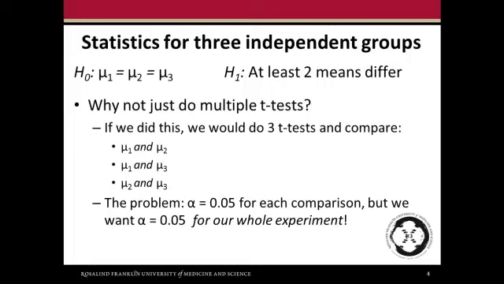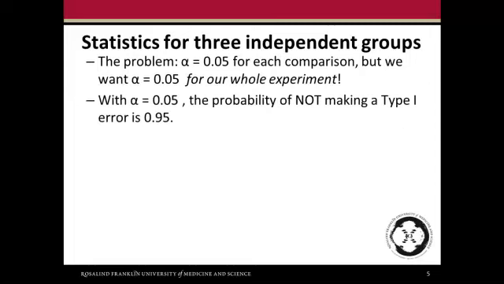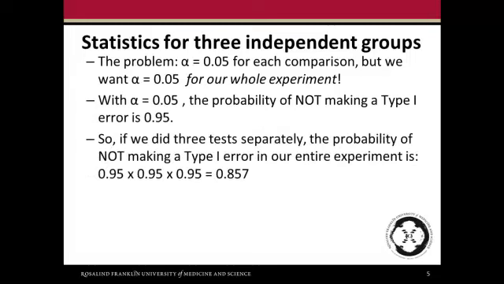And the problem is that our alpha, remember this is our type 1 error rate, which is related to the probability of rejecting the null hypothesis when the null hypothesis is true, and this is 0.05 for each of these comparisons we would do, but we want an alpha of 0.05 for our whole study, for our whole experiment. And with an alpha of 0.05, the probability of not making a type 1 error then is 0.95. So if we did these three different t-tests separately, the probability of not making a type 1 error for our entire experiment would be multiplying 0.95 times 0.95 times 0.95 because we'd be doing three different tests. So overall for our whole experiment, the probability of not making a type 1 error would be 0.857, and that's not the same as 0.95.